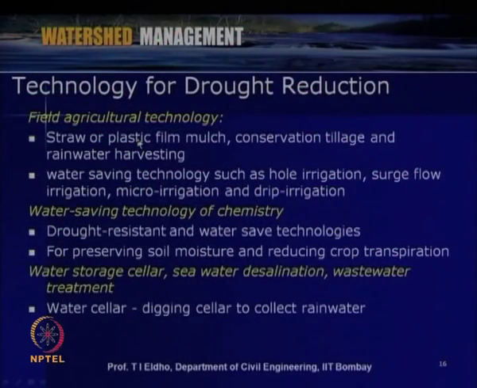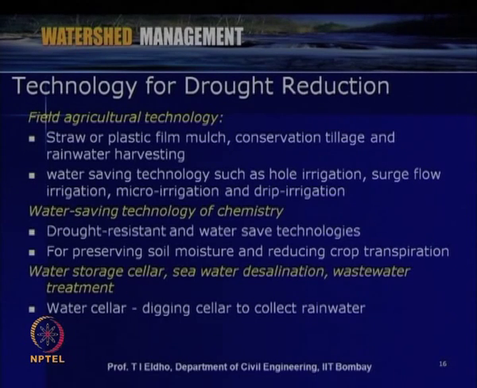drought season. So we can have various schemes and structural measures, and of course the watershed measures which we have discussed will obviously help, along with measures like groundwater dams or percolation tanks. So these are some of the structural measures as far as drought mitigation is concerned. Some of the other technologies for drought reduction or drought mitigation include field agriculture technology, like straw or plastic film mulch, conservation tillage and rainwater harvesting. Then water saving technology such as hole irrigation, surge flow irrigation, micro irrigation, and drip irrigation. So here all we are trying to do is go for effective water management, so that we are trying to use less water for agriculture purposes.